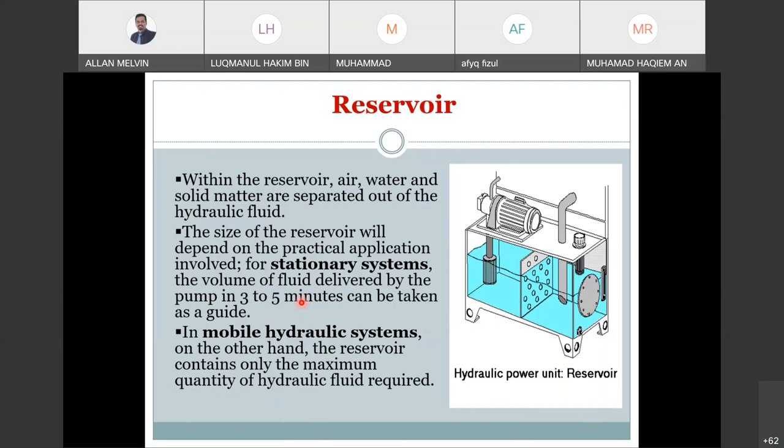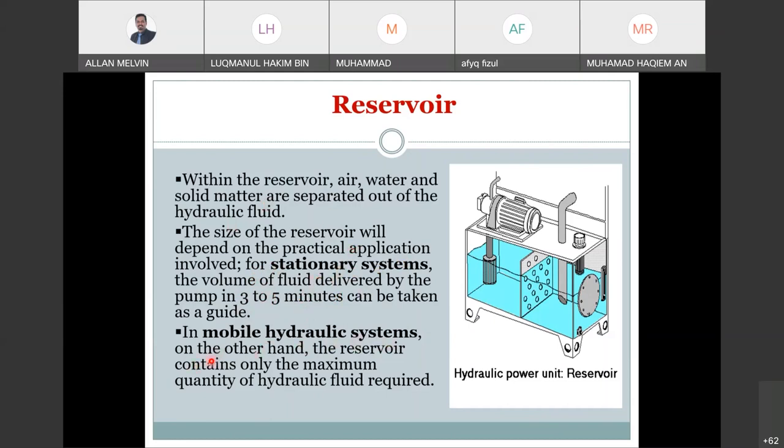Imagine instead of 1 liter, you only use 100 milliliters. What will happen to the system? It will not function properly, especially for the stationary system. So at least you must have fluid to run 3 to 5 minutes continuously. Then after it runs 3 to 5 minutes, it returns the oil to the tank, so it will use it back. It's not that you can only use a stationary system for 3 to 5 minutes. Once the system starts, it rotates within. It sends to the system, and gets it back from the system, so it will use it back. Okay, so that's for the stationary system.